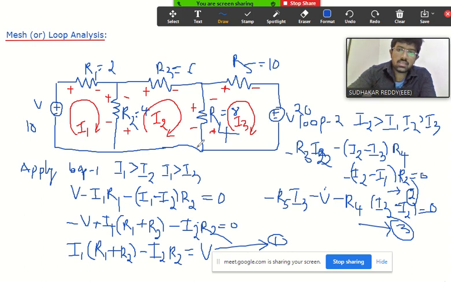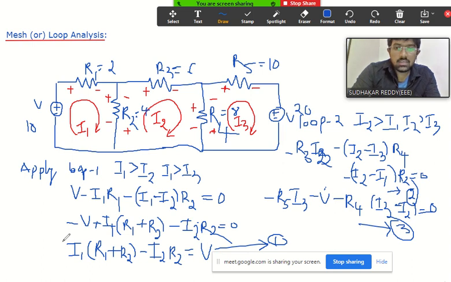So we got 3 equations, and in all these equations, which are the unknown values? I1, I2, and I3. Yes or no? The remaining values we know now, right? That means finally we are getting 3 equations with how many unknowns? 3 unknowns. So we are having 3 equations with 3 unknowns.